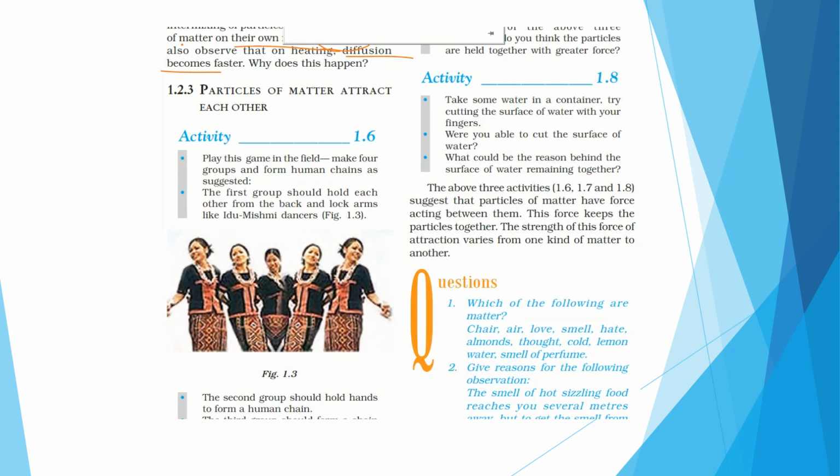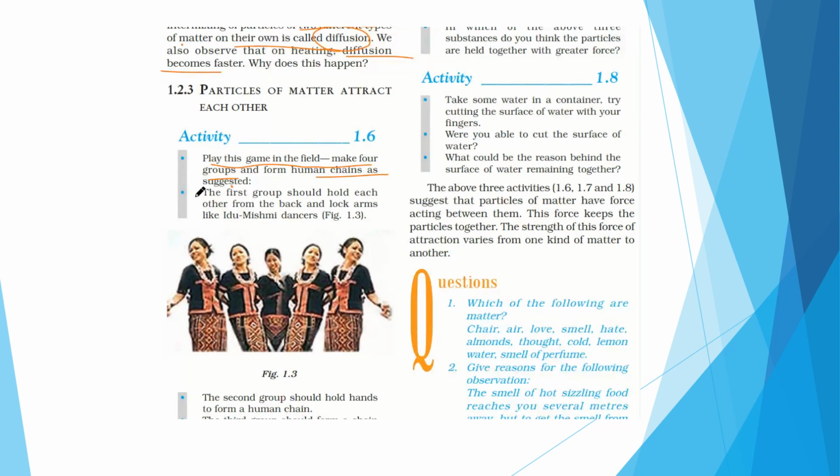Here they have already started with one experiment, or we can say an activity. So what is the activity? Play this game in the field and make 4 groups and form human chains as suggested. Human chains means all human beings should be there on the field. So you can gather your friends and make groups. There should be 4 groups.